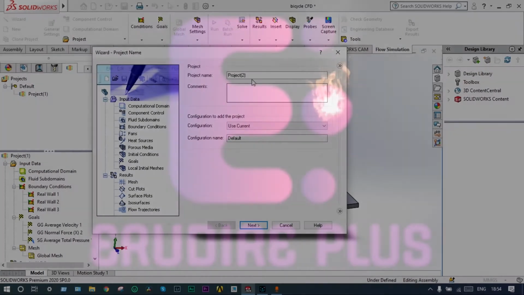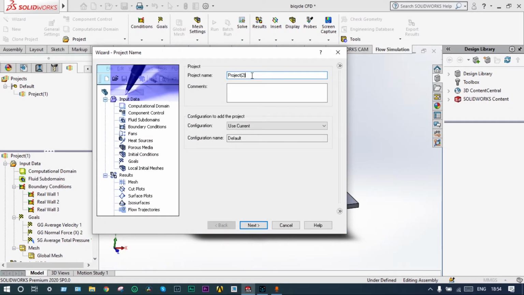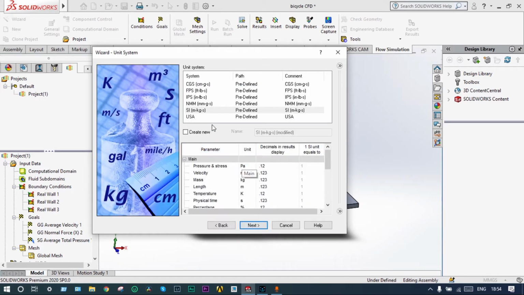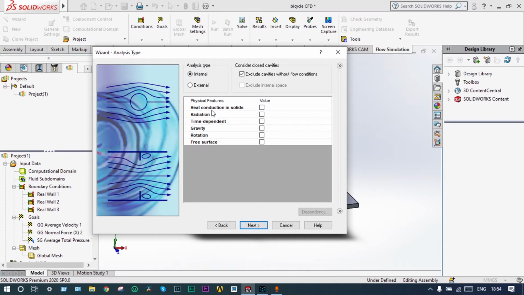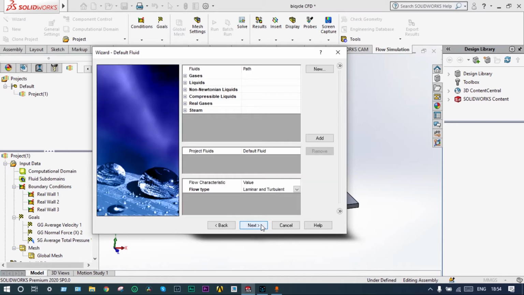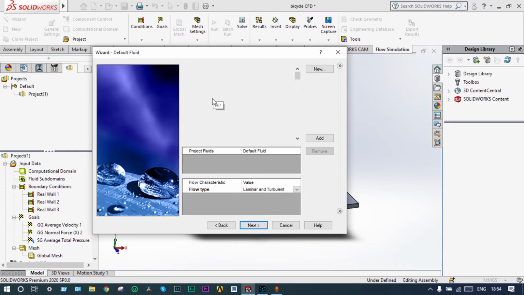Let's get started. We're putting the name of the project as Project 3. Next, the unit system we're considering is SI unit, and all others as usual. Pressure will be Pascal and velocity meter per second. Next, it is an external analysis. The gases we'll consider as air particles.